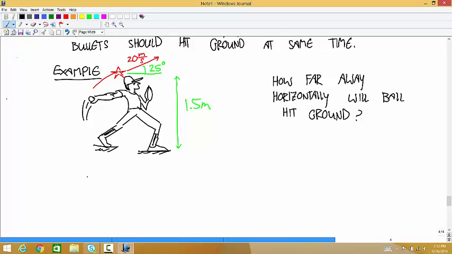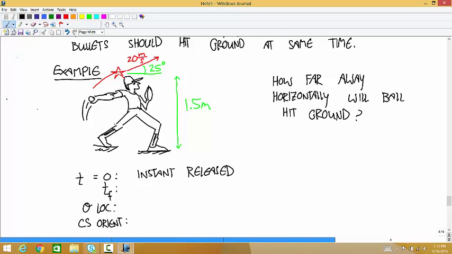Okay, so the first step is to make those four choices. An instant corresponding to time equals 0, one corresponding to time final, an origin location, and a coordinate system orientation. Time equals 0, that's going to be when the ball is released. Time final is going to be the instant when it hits the ground.